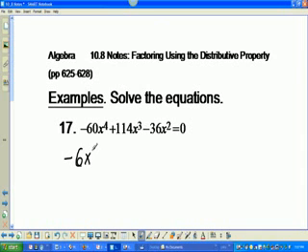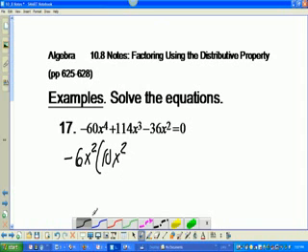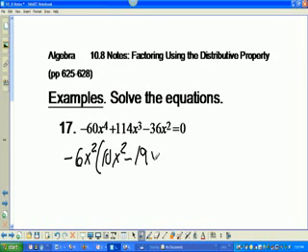Look at my three terms. x squared is my greatest common factor. So I'm going to factor out a negative 6x squared. Negative 6 times what is 60? That's 10x squared. Plus, nope, not plus in this case. In this case it's minus 19x plus 6 equals 0.